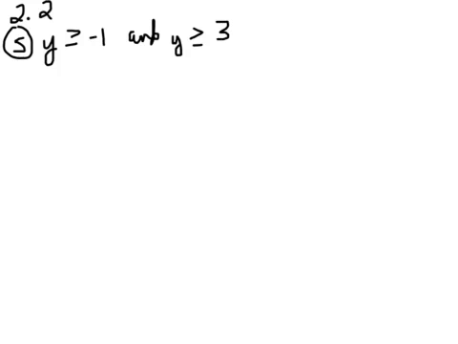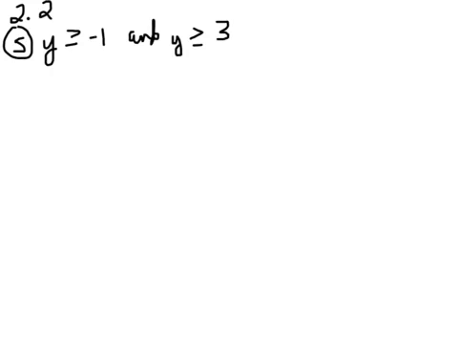Okay, when we do inequalities, we sometimes have things called conjunctions and some things called disjunctions. A conjunction would be something that has "and" in it. For instance, we'll look at number 5. You have y is greater than or equal to -1 and y is greater than or equal to 3.